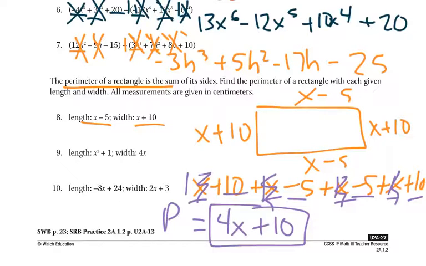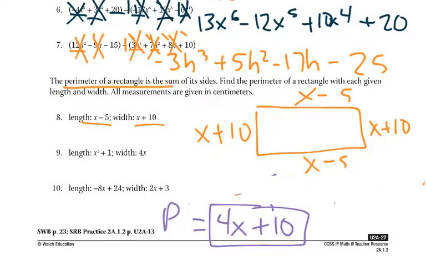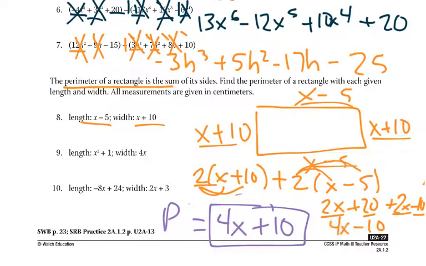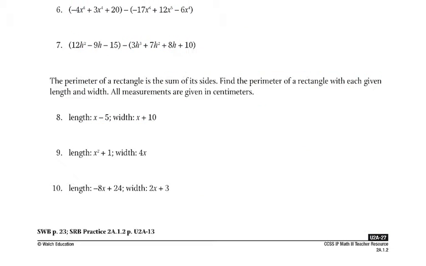The other way would be to go like this. To simply go, there's two of these, so 2 times x plus 10, plus there's two of these, so 2 times x minus 5. Then we distribute, we get 2x plus 20 plus 2x minus 10. 2 times 5 is 10. 20 minus 10 is 10. 2x plus 2x is 4x. Okay, same thing. I don't care which way you do it. I'll do each of them one more time. Okay, let's take a look at 9.